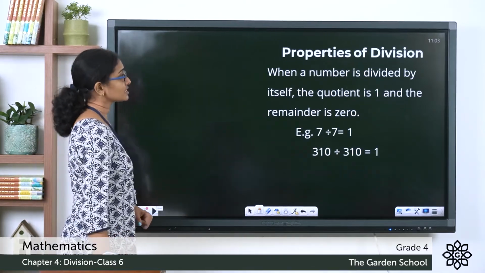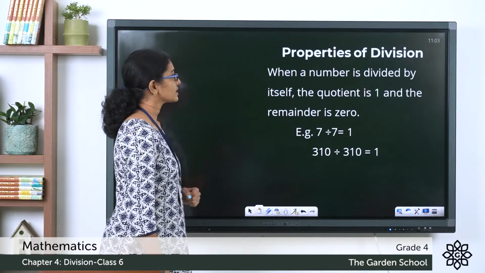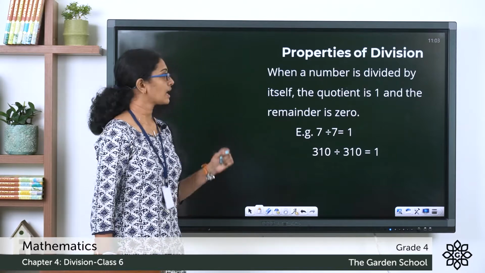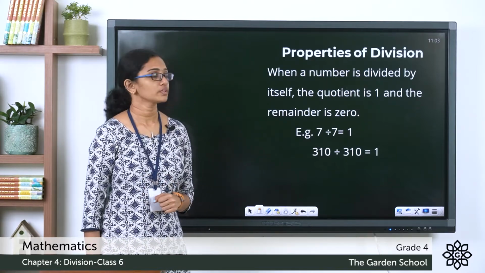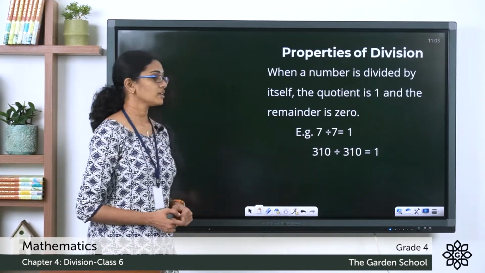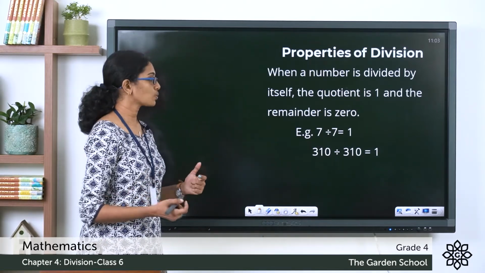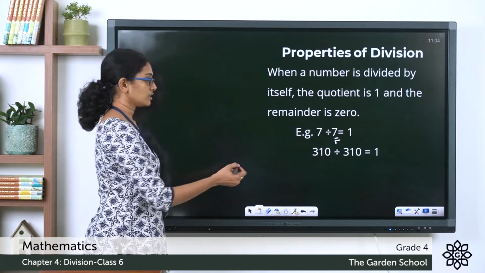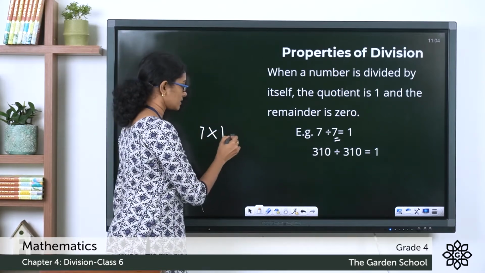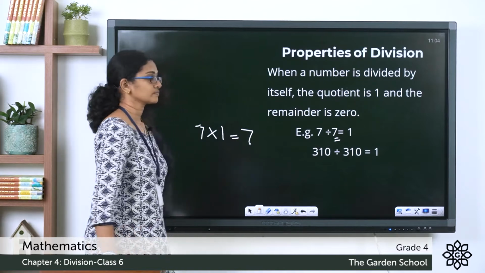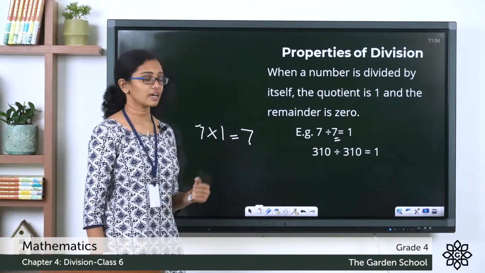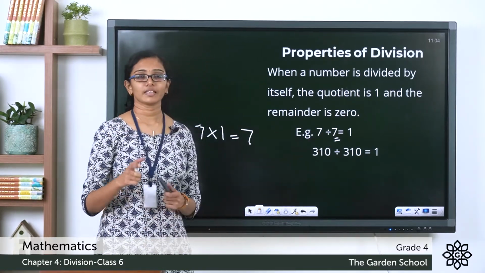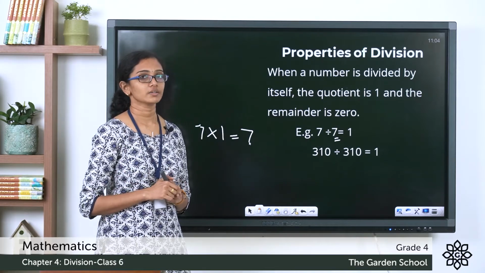Now, let's see the next property. It says that when a number is divided by itself, the quotient is 1 and the remainder is 0. See, look at this example. 7 divided by 7 is equal to 1. Meaning, how many 7s will make this 7, right? So we know 7 ones are 7. So here we have the number itself as 1 as the other factor or the product. So we can say any number divided by that number itself gives you 1 as the quotient.